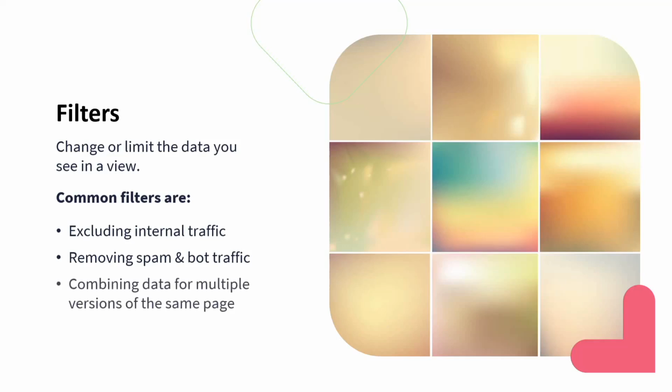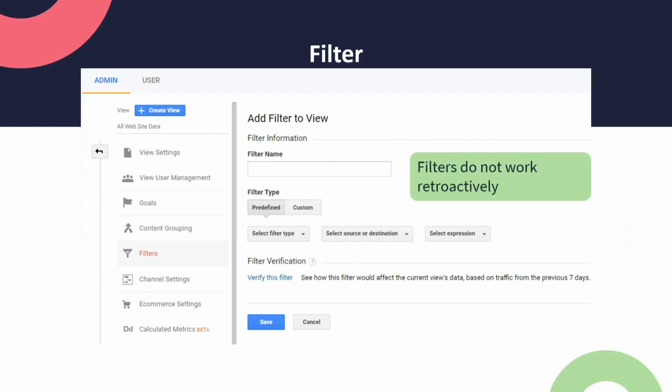And then you might want to combine data for multiple versions of the same page. If we think about that thank you page example, there were 2 versions. Now, if I included them both together, I would get data in one go for both of those pages. They're exactly the same. They just have a different URL structure. So filters can kind of fix that. You would find where to create filters in the same section as the view section within the admin area.